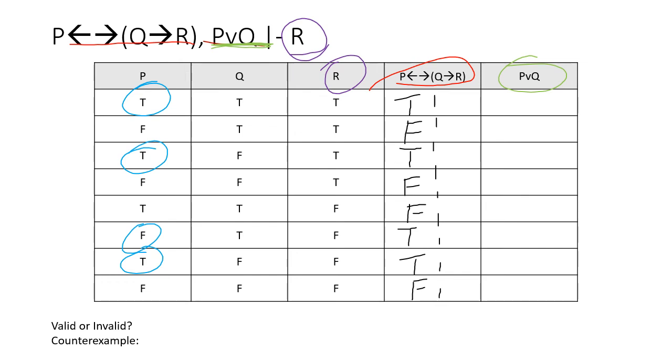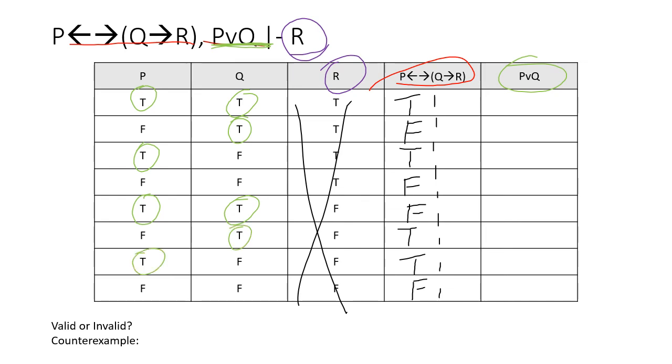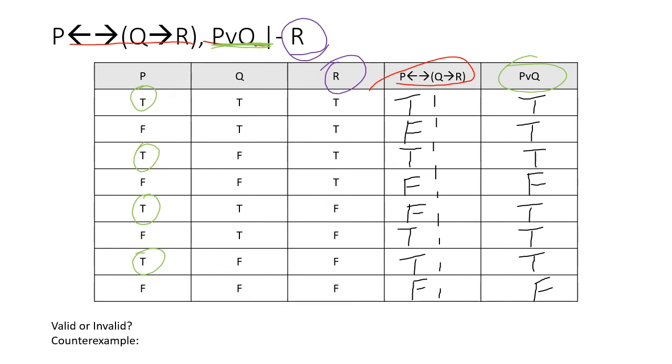And we can move on to our next premise, which is just P or Q. So we can ignore the R for right now. Remember that a disjunction is true wherever one of the sides is true. So it's going to be just like the last one. They're going to be true, true, true, false, true, true, true, false. And then we can erase this.